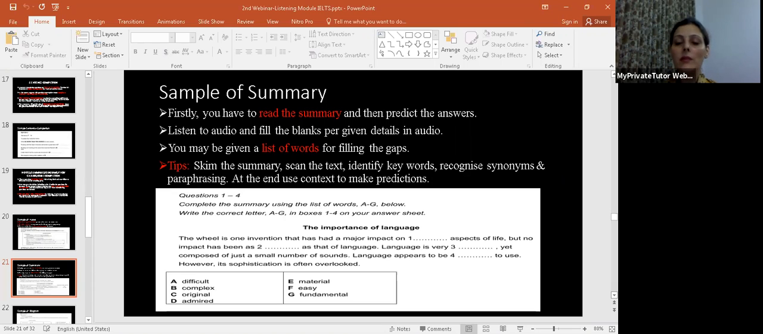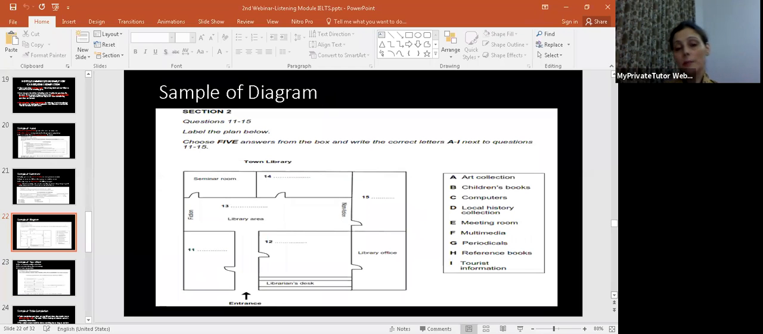If they say you have to choose the whole word, yes, the whole spelling is going to be written, but you have to be very careful that you're writing the correct spelling or not. Then a sample of the diagram. Just have a look at the diagram, and the question is going to be like that.